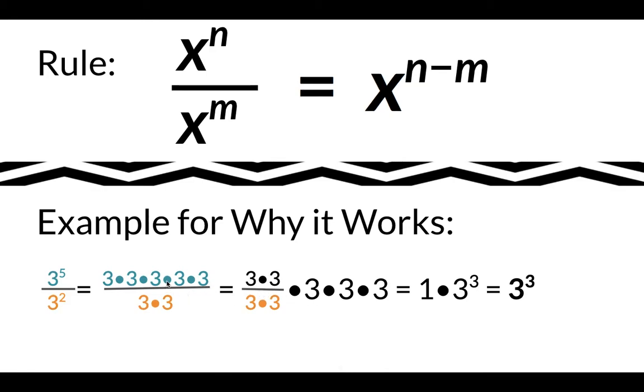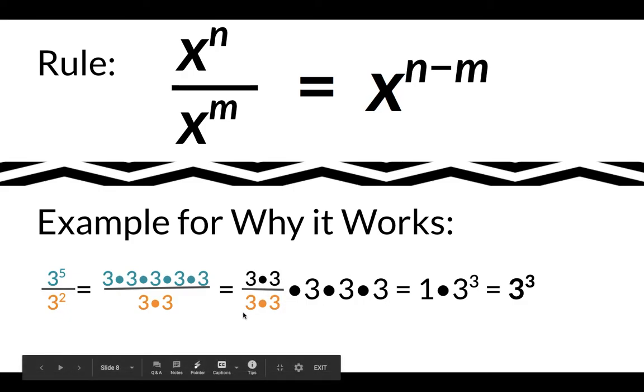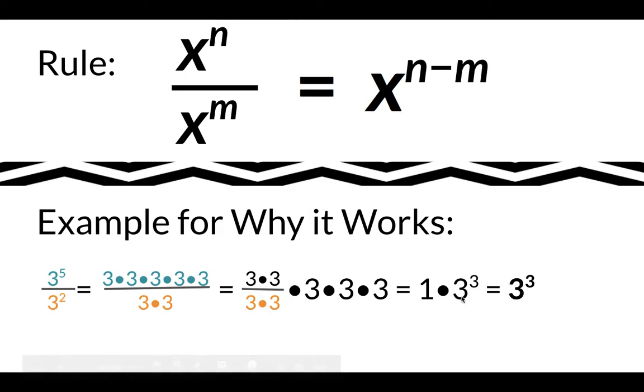Then all we have left are these last 3. So 3 times 3 times 3. So I said this would be equal 1. And then we have 3 times 3 times 3, which is 3 to the 3rd power. 1 times 3 to the 3rd power is 3 to the 3rd power.